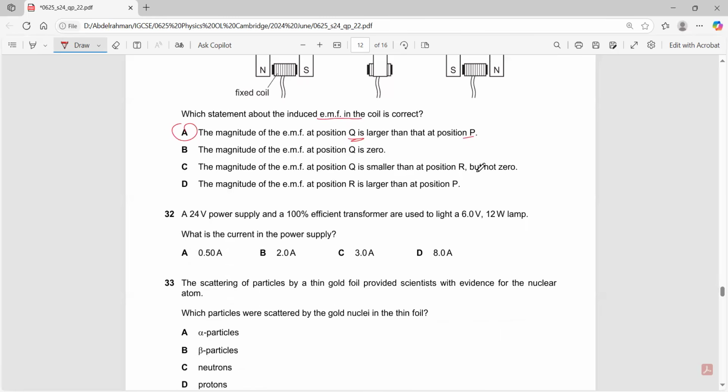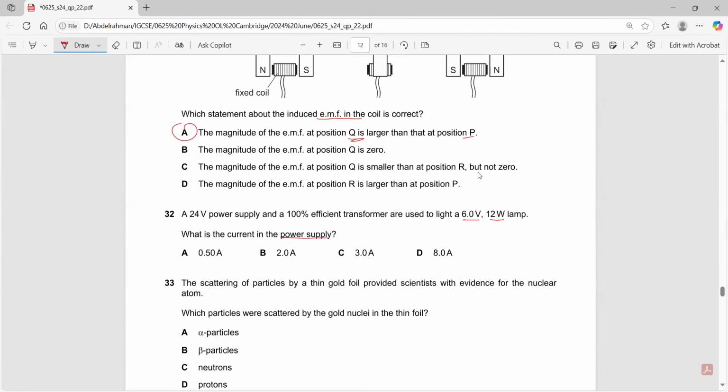A 24-volt power supply and the 100% efficient transformer are used to light a 6-volt 12-watt lamp. What is the current in the power supply? A lot of you might say, well, 12 divided by 6 is 2, and the answer is 2 amps, which is wrong. Why? Because the 2 amps is not the current in the power supply, it's actually the output current. It is the secondary current.